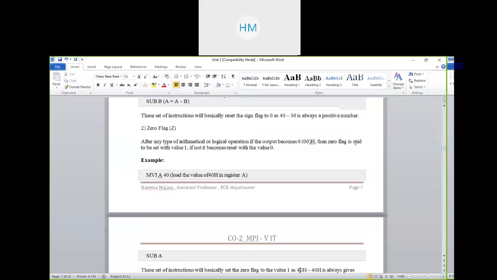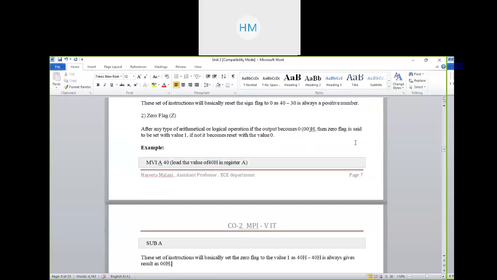Similarly, the zero flag you can set or reset if it is needed somewhere in the program. So how will I get a 0? I want to set the zero flag. That means the result of the operation should be 0 and the zero flag should be set to 1. So how will I do that?